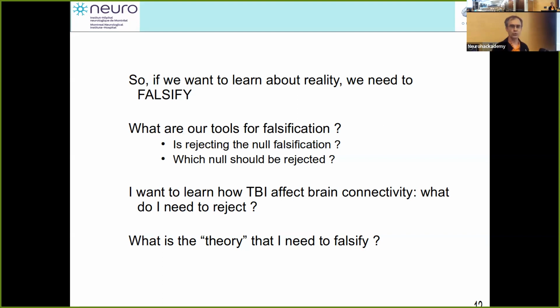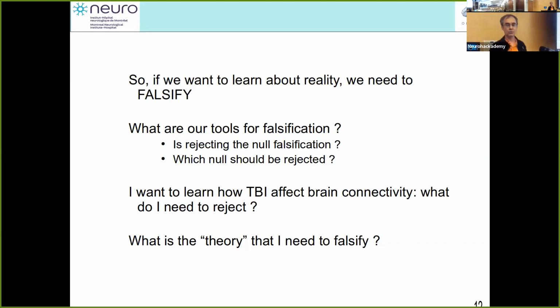And what are our tools for falsification? I would say, obviously, they're mostly the usual statistical test aspect. But then, what do you reject is the question that I want to put to the audience. We know about rejecting the null. I believe that all of you know about that. What null should be rejected?